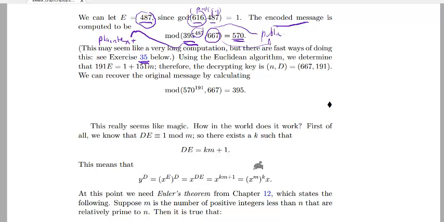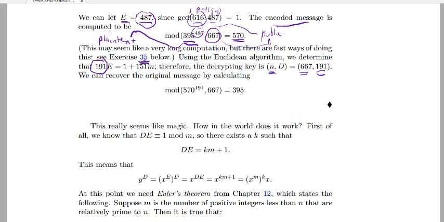Right, now, once we have the public key E, remember that part of the process is to find a D such that DE equals 1. And we can use a Euclidean algorithm to show that 191 works. We're skipping the details here. And that means that my D is 191, and I use the same N, which is 667.